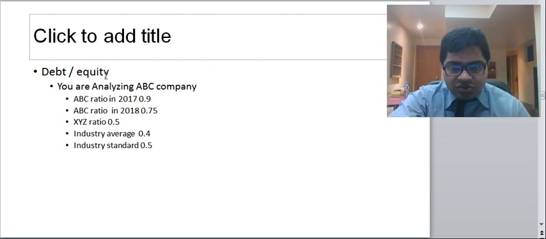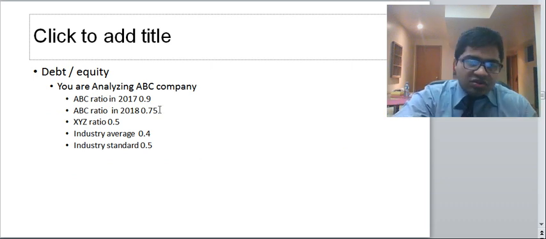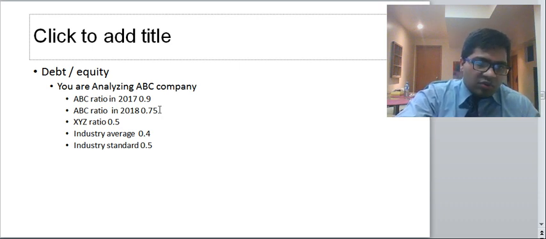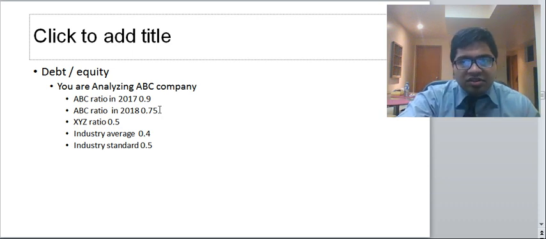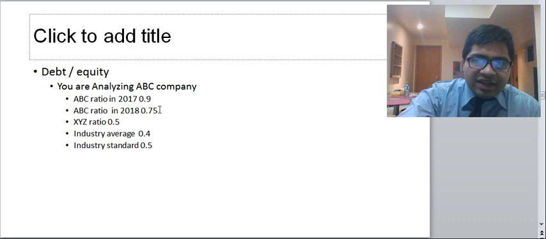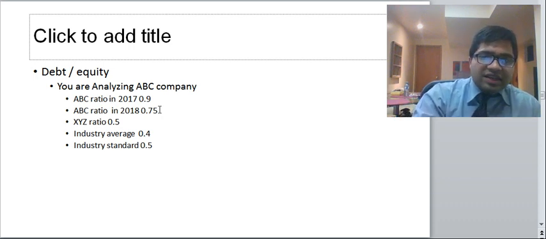If you're analyzing ratios of this company, ABC had a ratio of 0.9 in 2017, that improved to 0.75, which is a good sign because it improved. So debt is going down, debt is in the numerator. If ratio is shrinking, numerator is shrinking, so that is debt is shrinking. XYZ's ratio, the competitor's ratio, is 0.5, and industry standard and industry average are 0.4 and 0.5. So though the company has reduced its debt, it is still having significant debt as compared to competitor as well as industry in general.